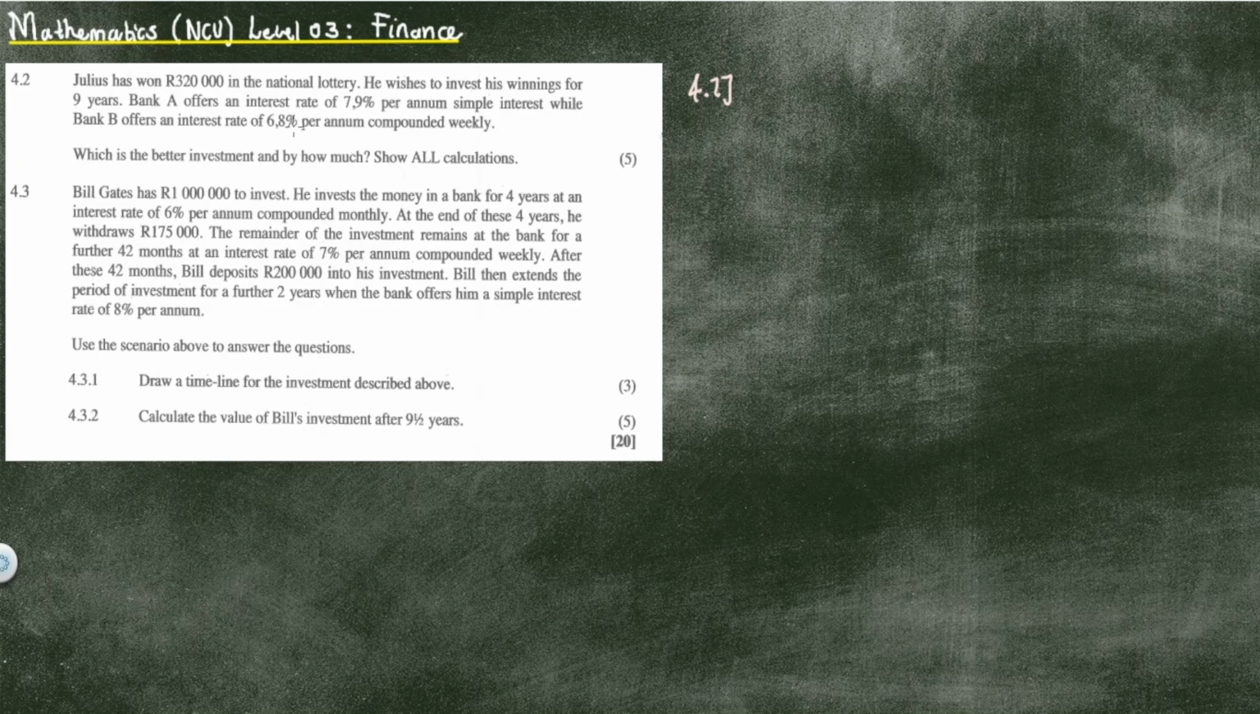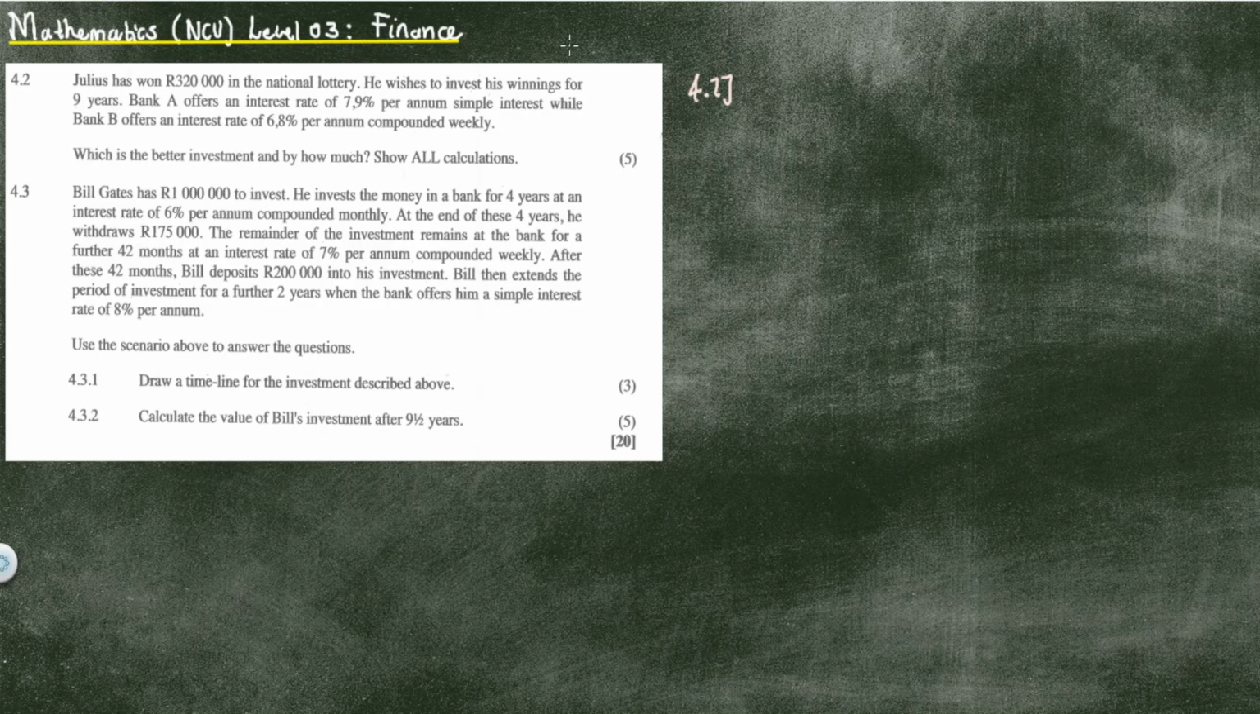So Bank A offers an interest rate of 7.9% per annum on the simple interest, while Bank B offers an interest rate of 6.8% per annum compounded weekly. Which is the better investment and by how much? So we have to calculate and weigh our options and find out which one is the best investment option. The best investment option should be the one yielding the most interest, okay?